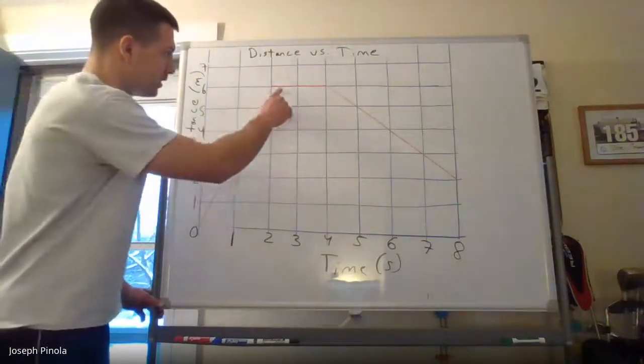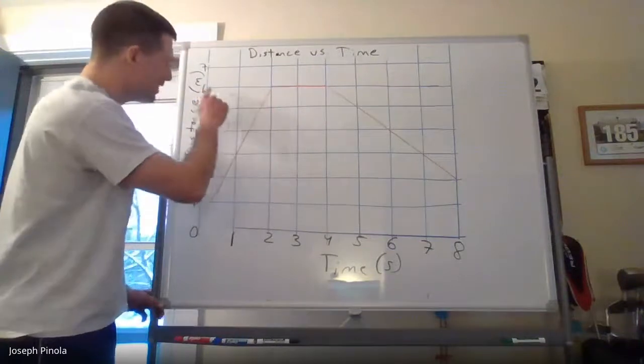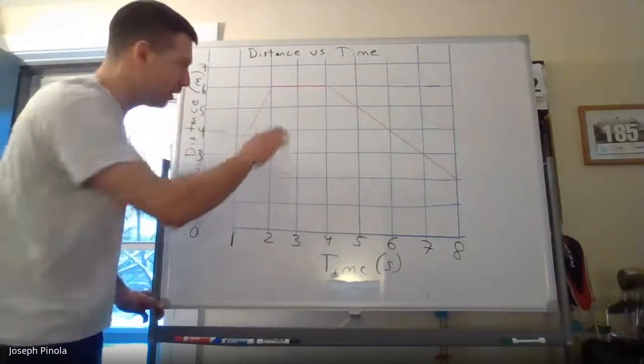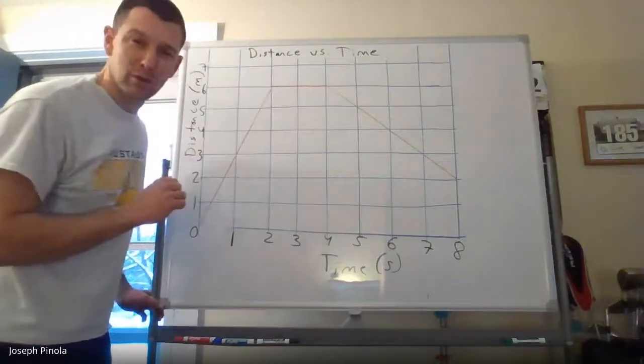Then the object is at rest for a little bit. It's staying at 6 meters. So it's not moving here in this middle part, and its speed is 0 meters per second.